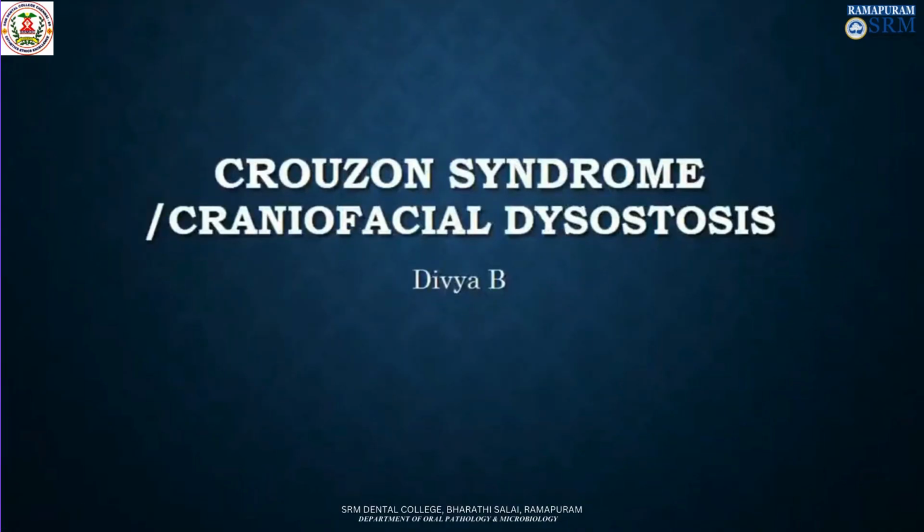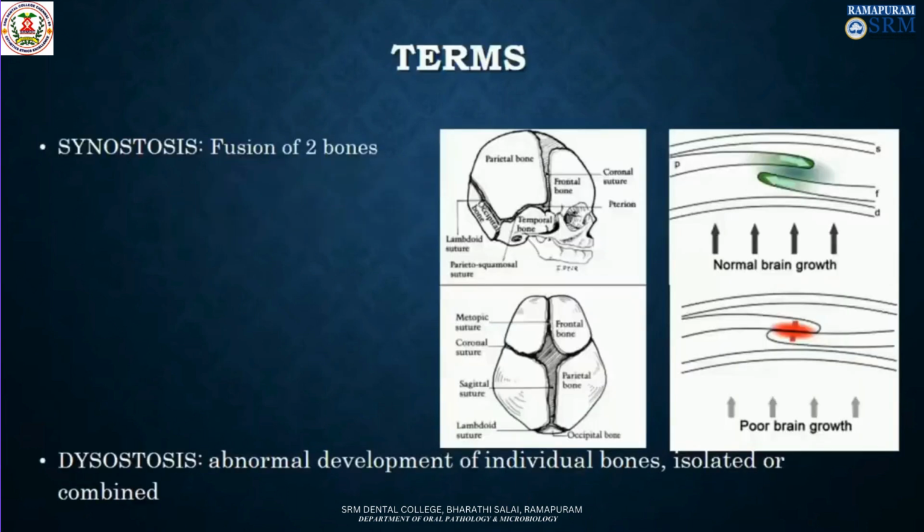In this presentation, we will see about Crouzon syndrome or craniofacial dysostosis. Before we go into that, we need to know a few commonly used terms. We all know that the cranial skull is made up of 6 separate bones. We have the frontal bone, a pair of parietal bones, the occipital bone, and a pair of temporal bones. These bones are held together by elastic tissue, which is called suture.